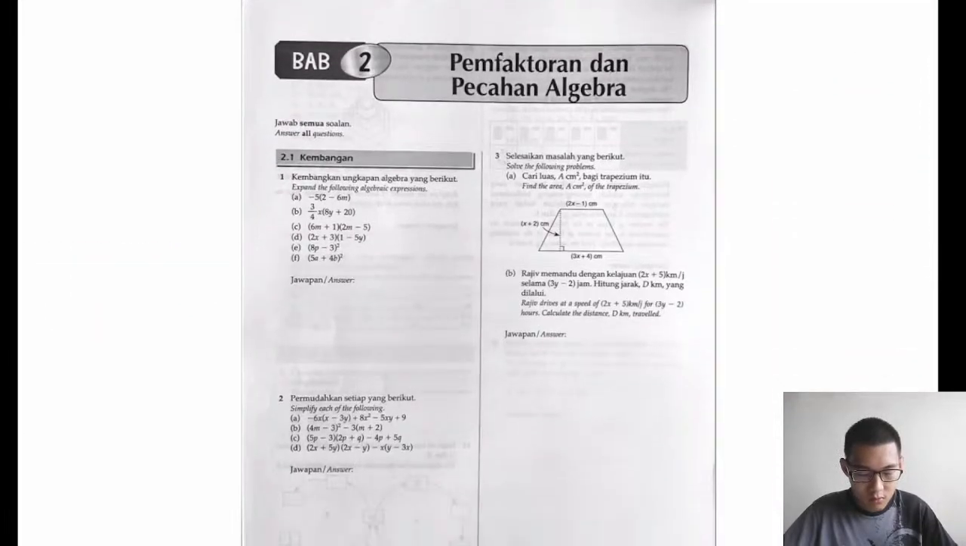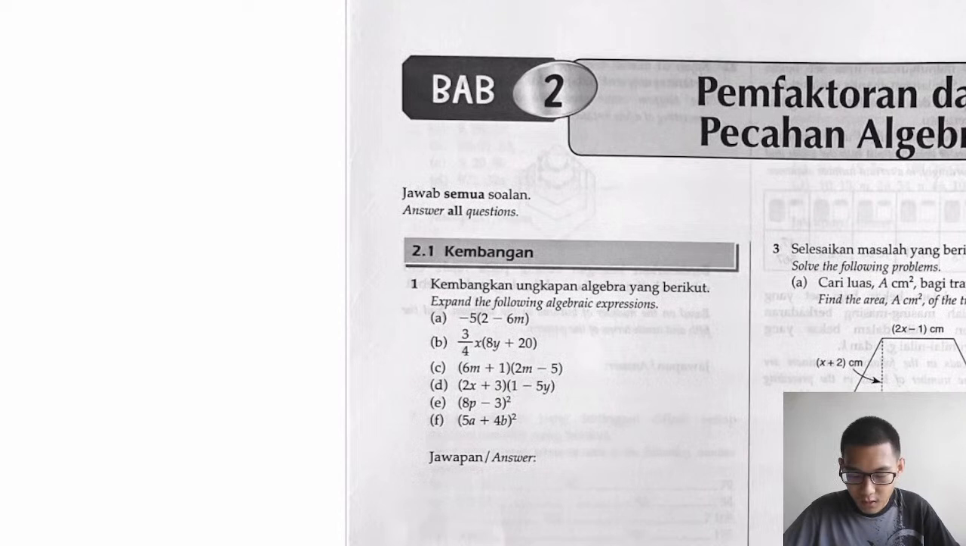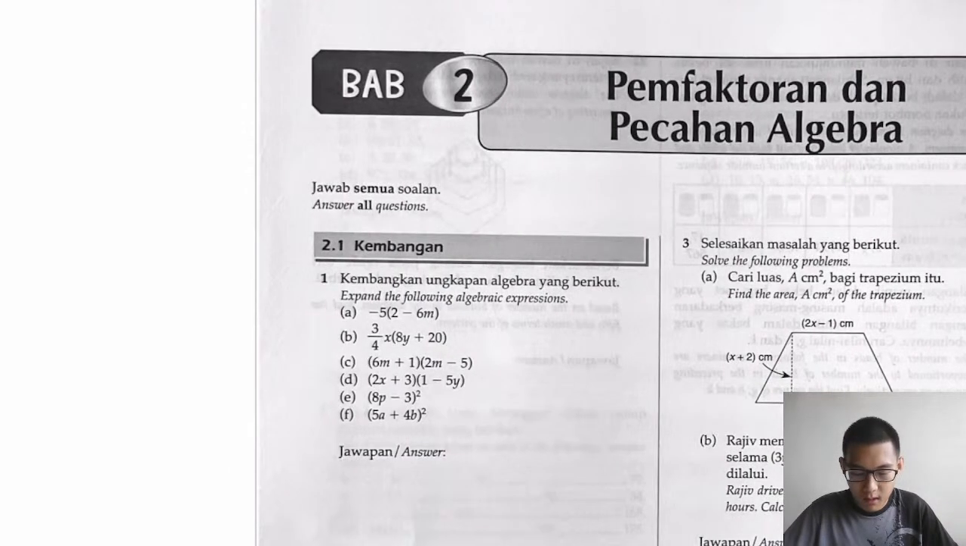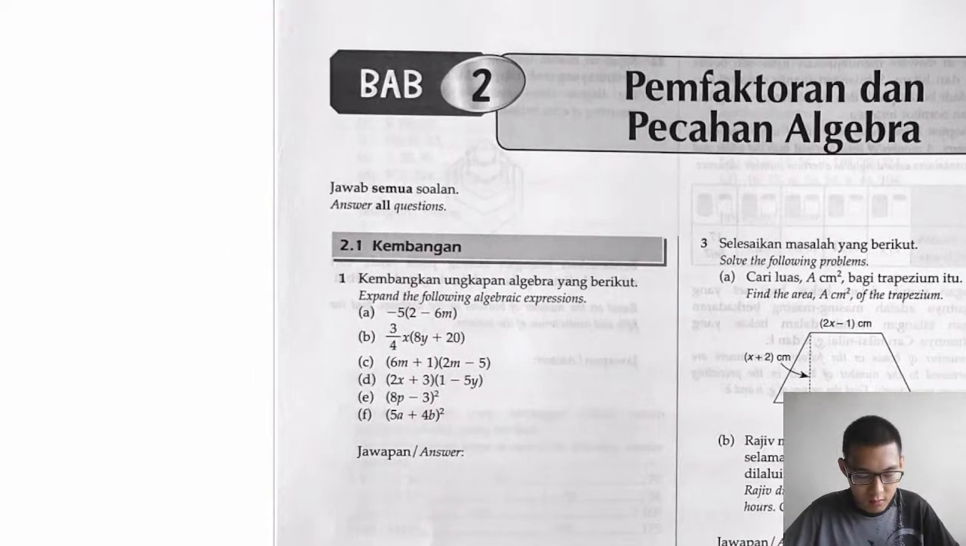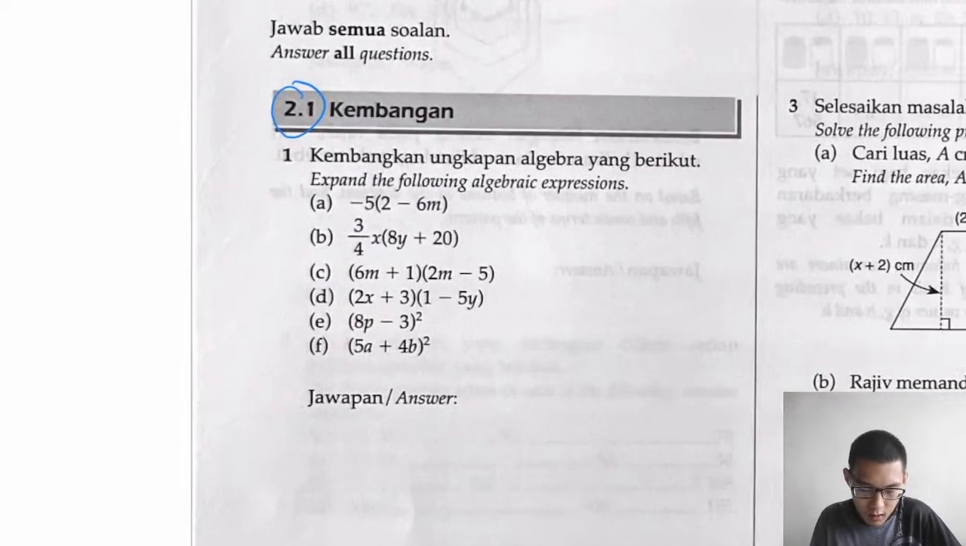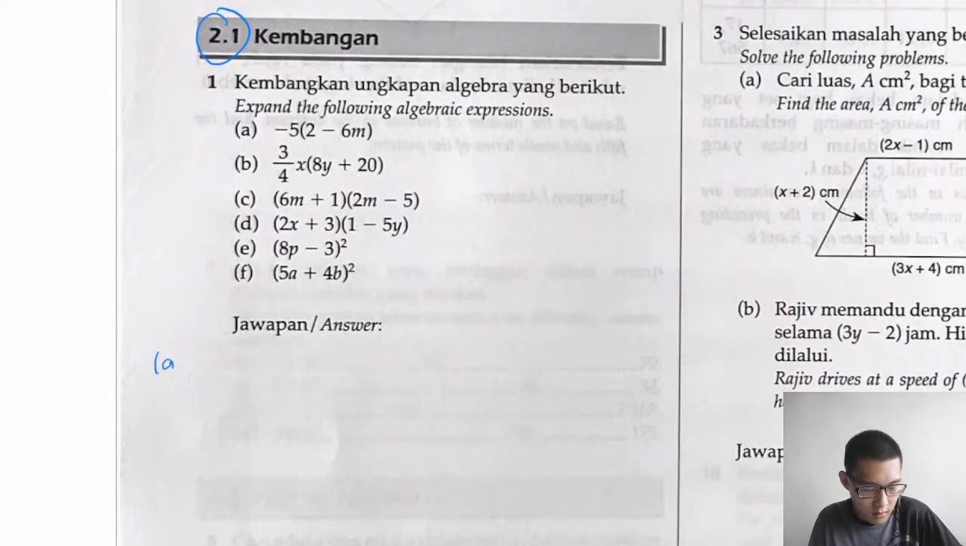Now we go on to chapter 2, factorization and algebraic fraction. In English we have this title; in Malay, we have pemfaktoran dan pecahan algebra. In this chapter, we come out with the algebra of fractions and how to factorize. Besides factorizing, we also learn how to expand. So the first one we expand first: expand the following algebraic expression. I think you have no problem with this, so I just show the steps for you.